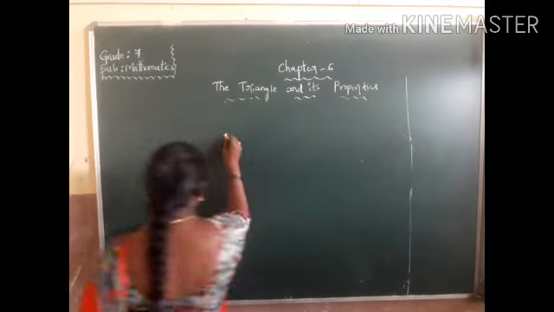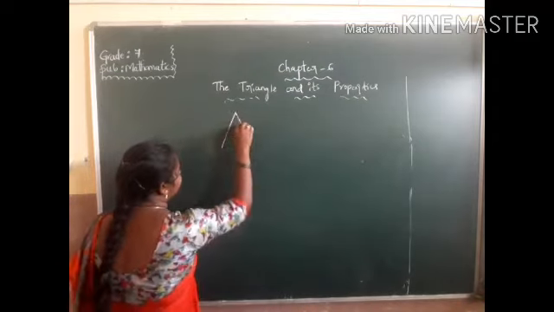The triangle is made up of 3 line segments, and triangle ABC is denoted by the symbol delta. We can write it as triangle ABC. It is made up of 3 sides, that is 3 line segments. That means it contains how many sides? Yes, 3 sides. Line segments are nothing but sides. The sides are AB, BC and CA.